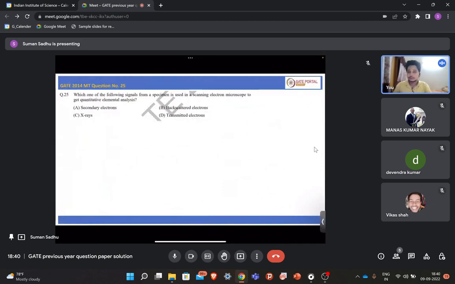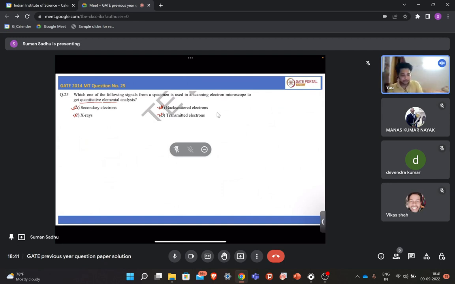This is question number 25 of GATE 2014, Metallurgical Engineering. The question states: which one of the following signals from the specimen is used in a scanning electron microscope to get quantitative elemental analysis? Option A is secondary electron, option B is backscatter, option C is X-ray, and option D is transmitted electrons. So what is quantitative elemental analysis? It means how much quantity of that element is present, right?